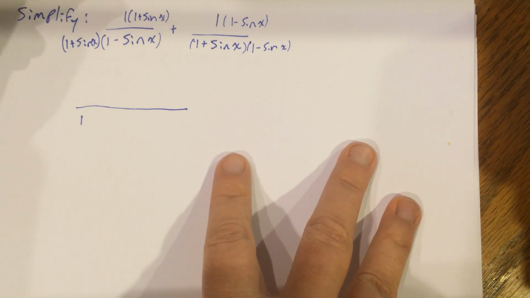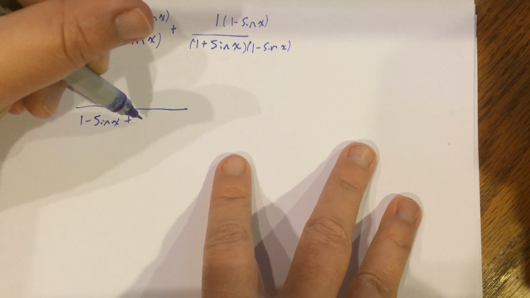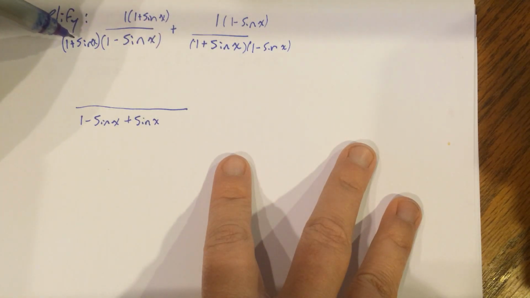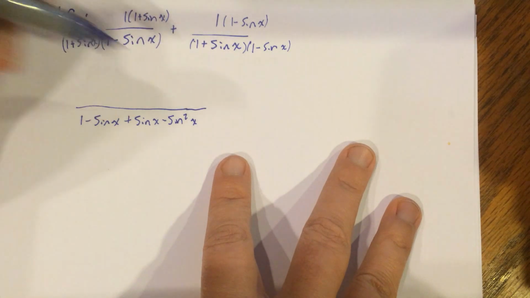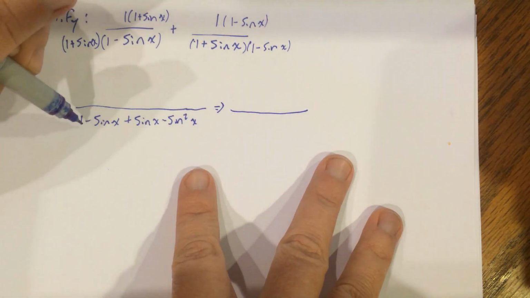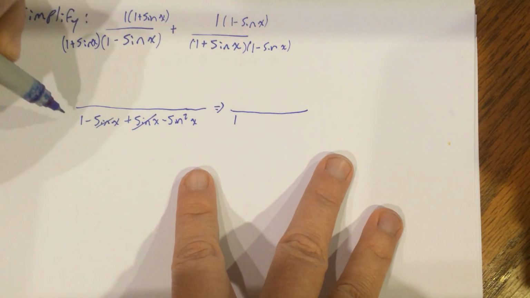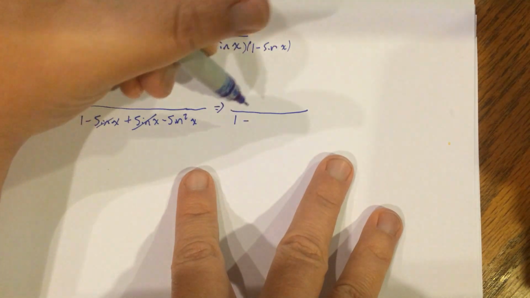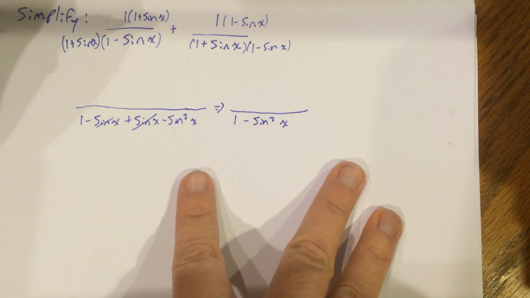And let's go ahead and FOIL that out. If I FOIL that out, I'm going to get 1 minus sine x plus sine x. Positive sine x times minus sine x should be minus sine squared x. Can simplify that more, actually. Minus sine x plus sine x should cancel. So I'm going to get a positive 1 minus sine squared x. Okay, I'll leave that for right now.